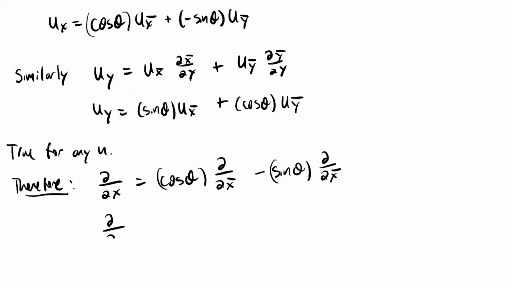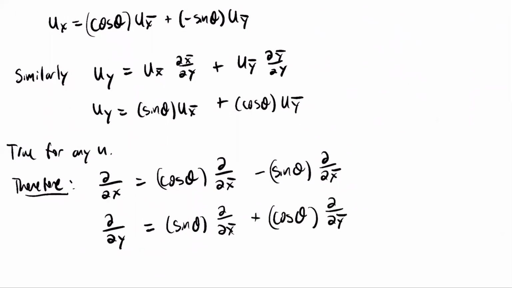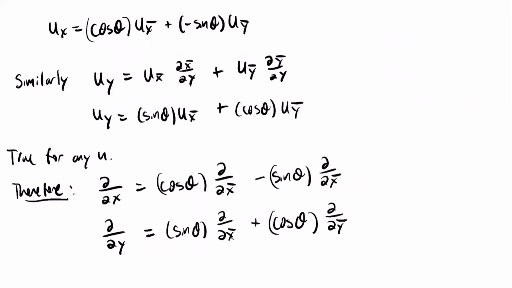And the derivative with respect to y is equal to the same thing: sine theta times the derivative with respect to x bar plus cosine theta times the derivative with respect to y bar. Right, and so just using the chain rule, we've found a way to write our standard differential operators in terms of the new coordinates. This is very similar to the types of calculations we did when we were using the coordinate method to study the wave equation, for example. It's the same idea here.